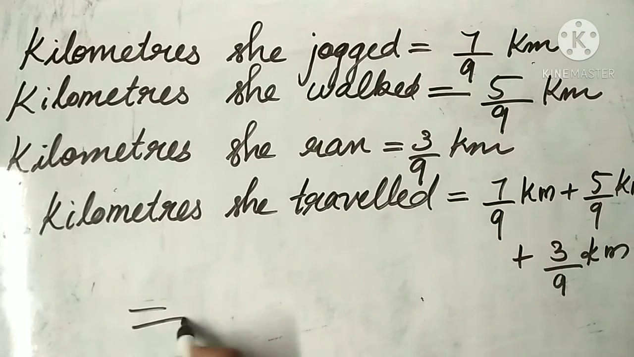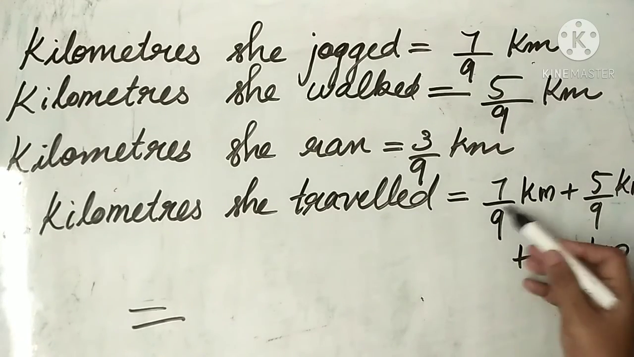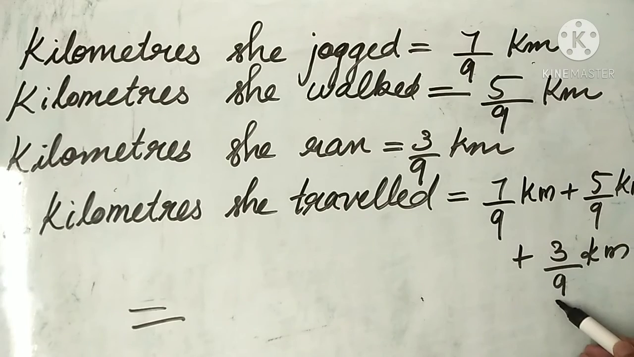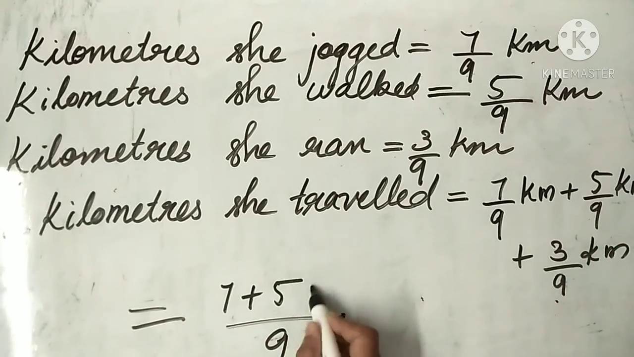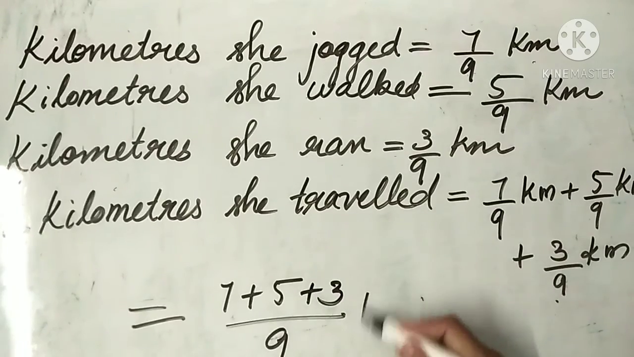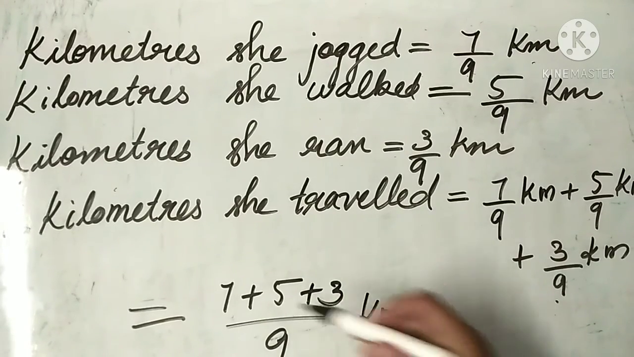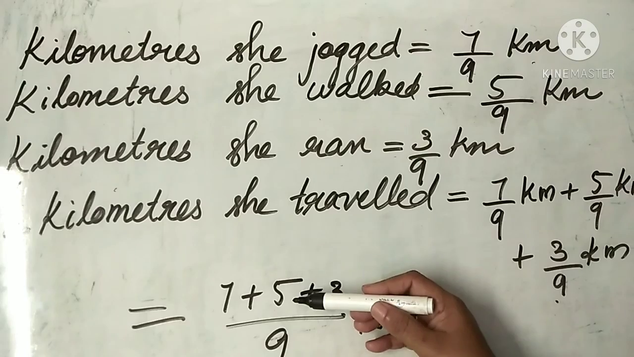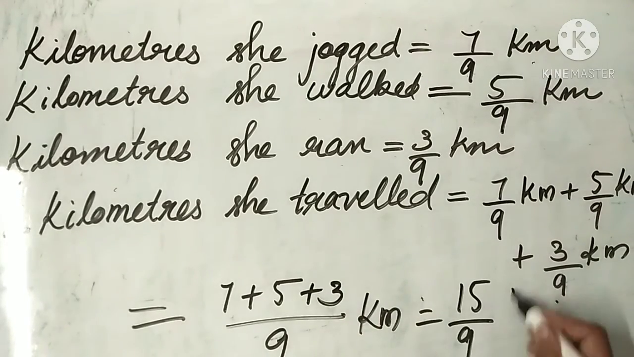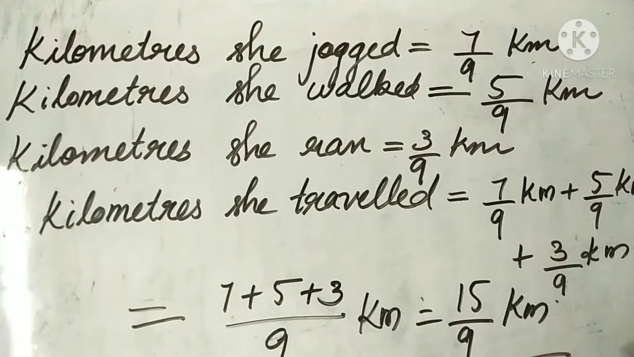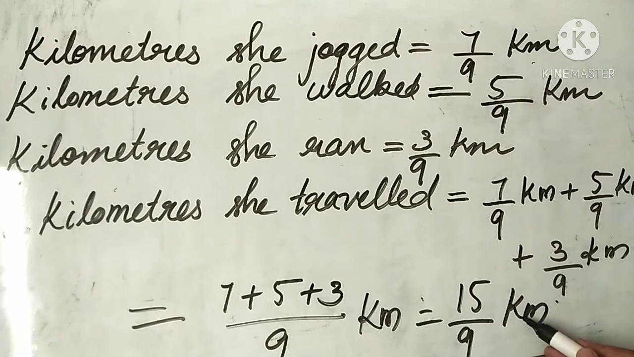We can write this as, here all are like fractions because all have the same denominator. So we write the same denominator. Now we can add all the numerators. 7 plus 5 plus 3 kilometer. That is equal to 7 plus 5 is 12. 12 plus 3, 15 by 9 kilometer. Therefore, the total distance she travelled is 15 by 9 kilometer.